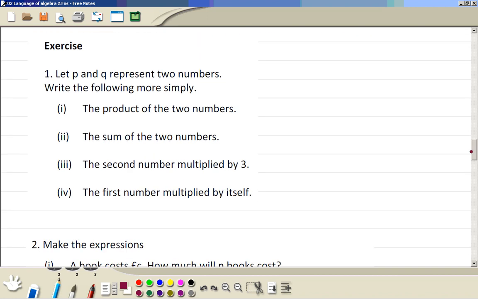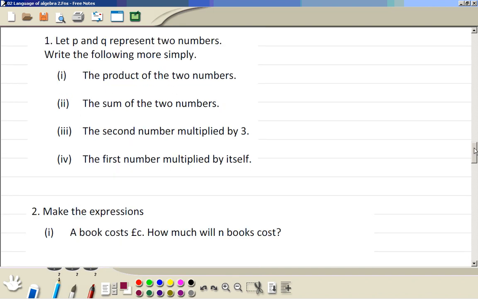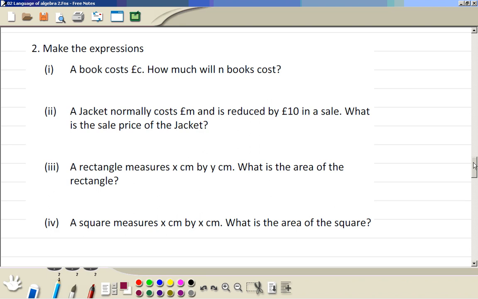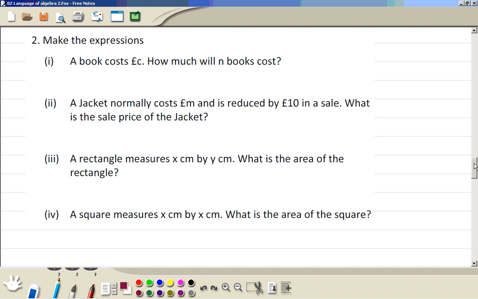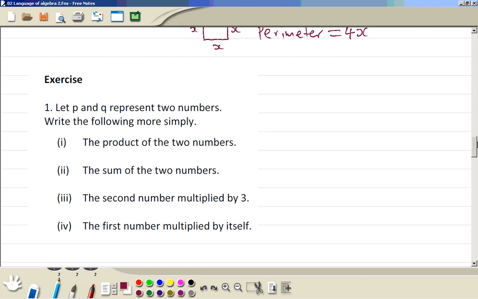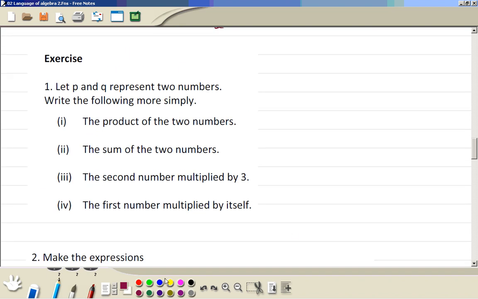Now do this exercise yourself. When you've done it, then check the answers. Here's question 1, question 2. Now we have the answers.